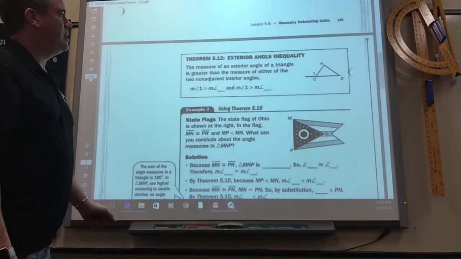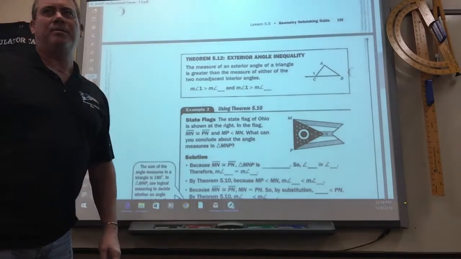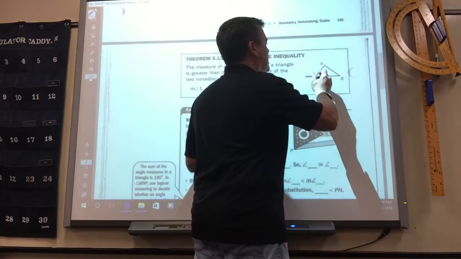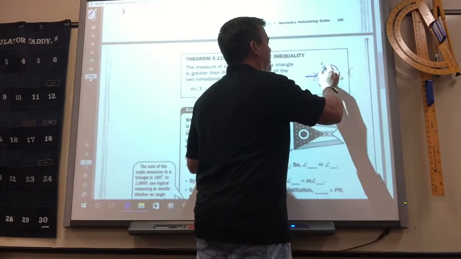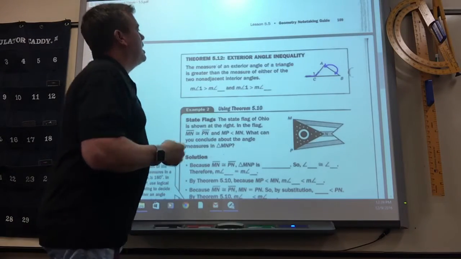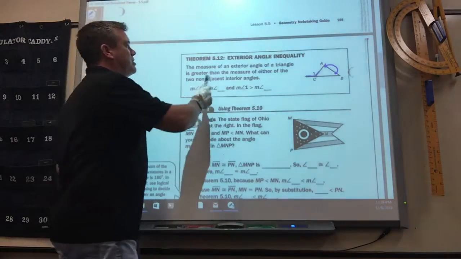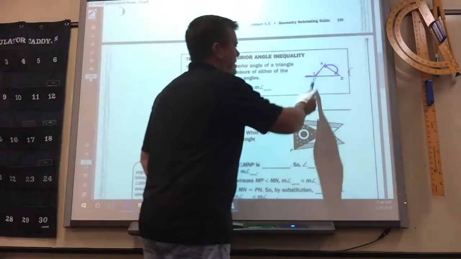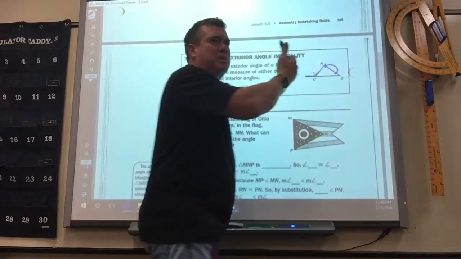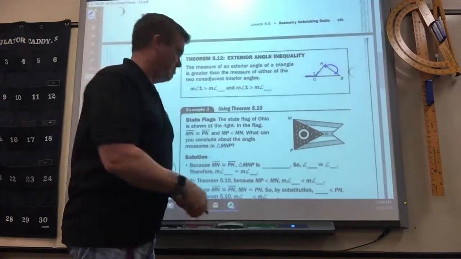Okay. Exterior angle, we learned this before. This angle is equal to these two added together. Remember that? Now what this says is the measure of an exterior angle of a triangle is always going to be bigger than this one, and it's going to be bigger than that one. That's just common sense.